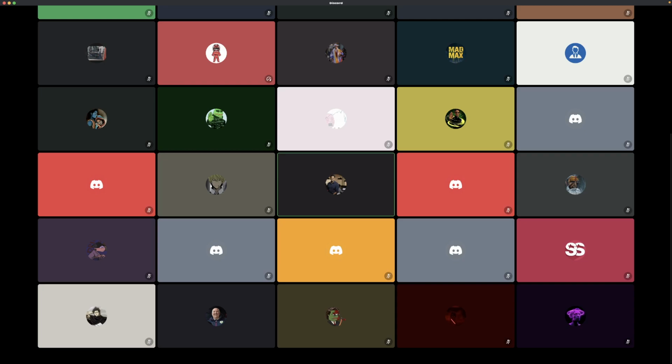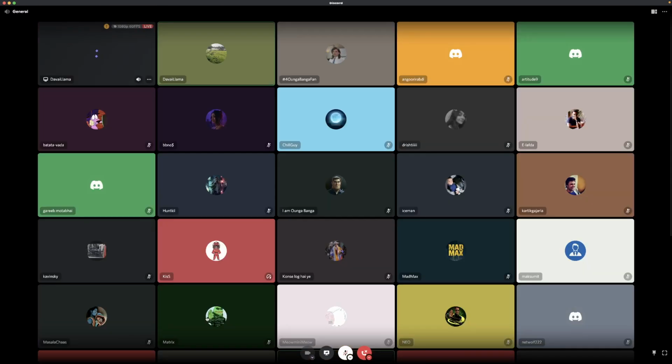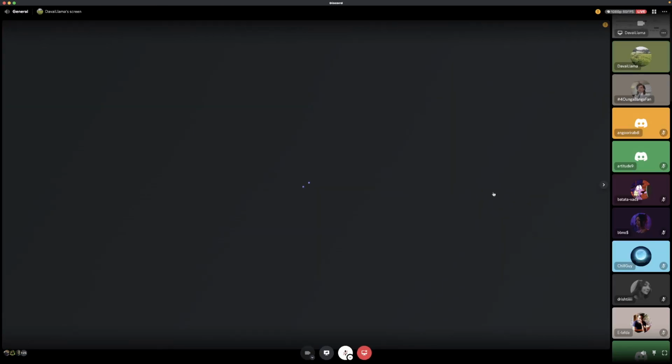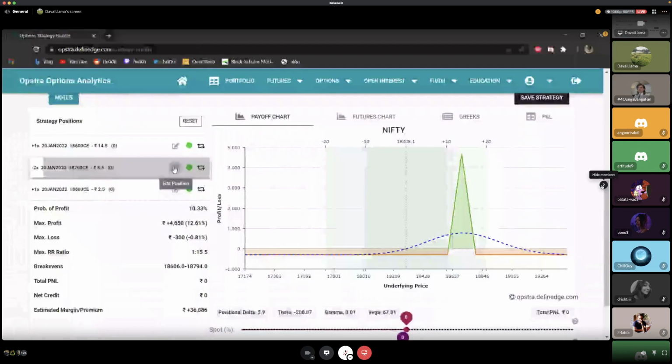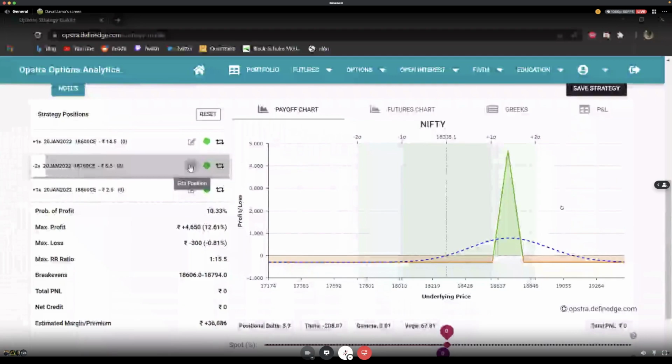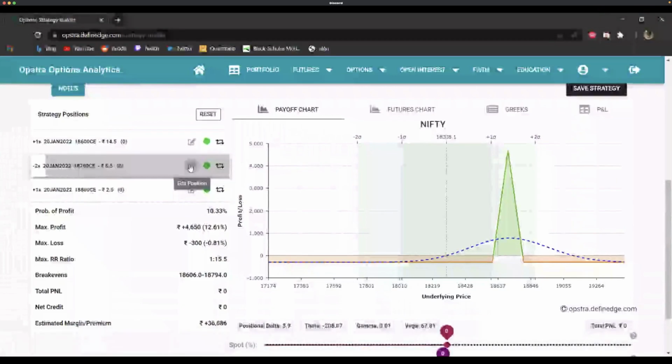Yeah. So this is a 100-point butterfly. The notation वैसा ही होता है. 100-point butterfly means that each strike is divided by 100 points. So now you can see that you're losing 0.8%. You're making 12%. Risk reward is 1:15.